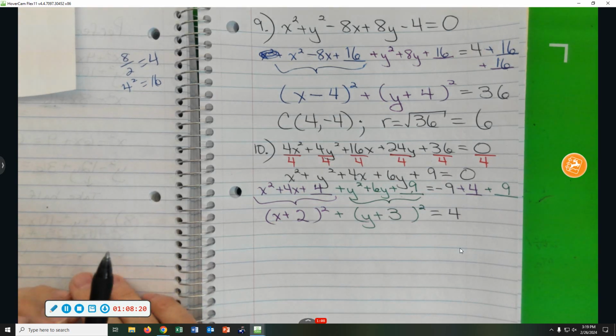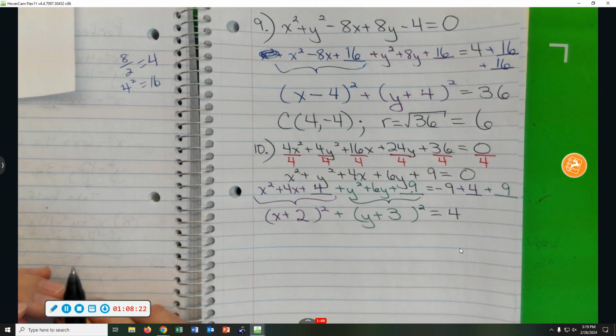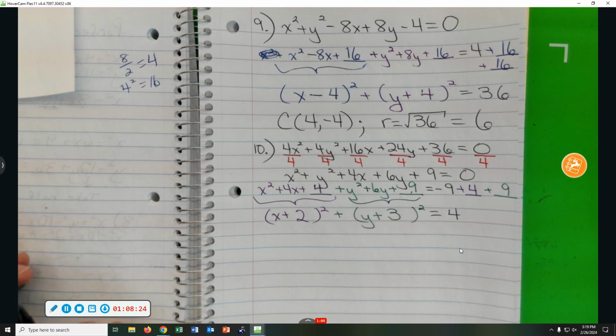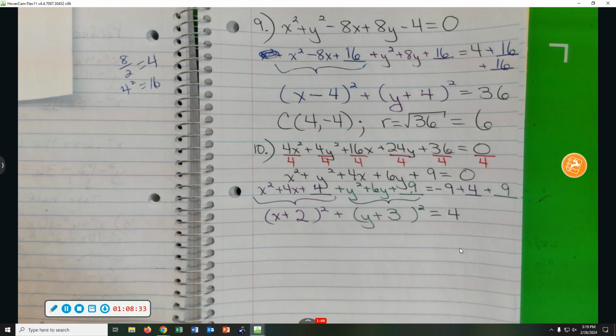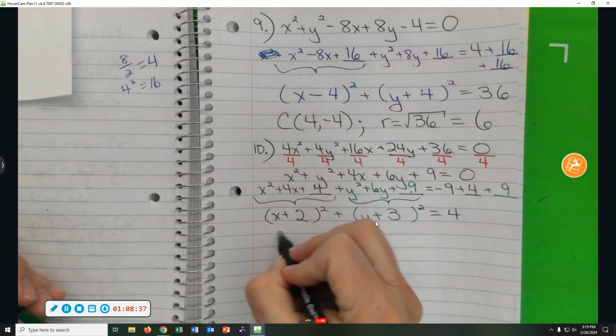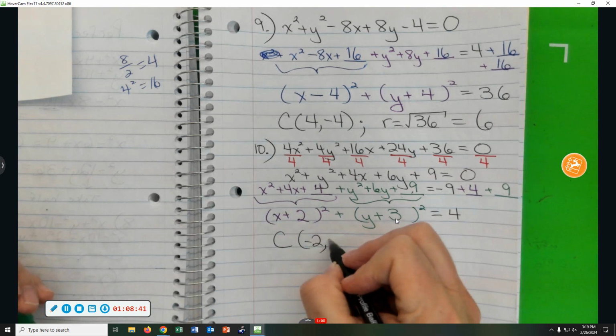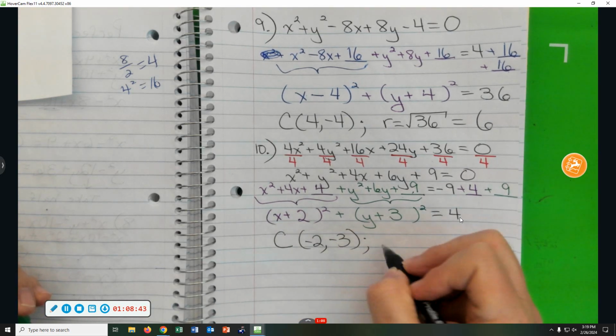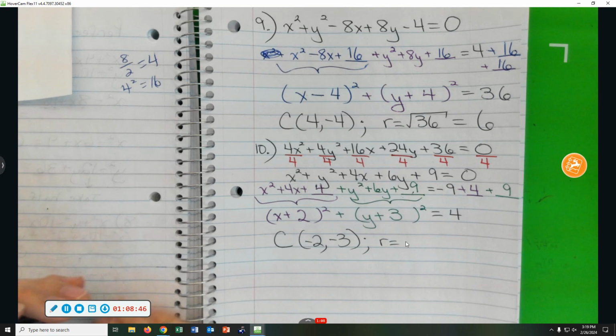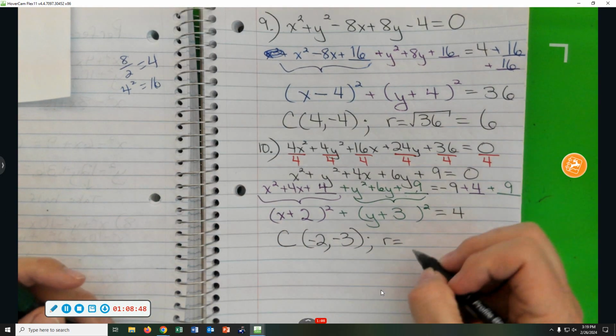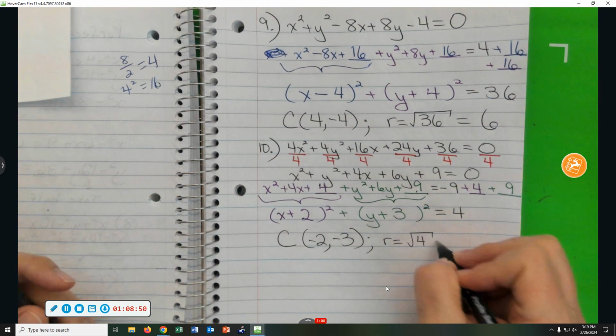Is this in center radius form? Can we look and determine the center and the radius? I'll tell you right now, it is in center radius form. Tell me the center. -2. Okay, change sign, -2. Change sign, -3. What's the radius? 2. The square root of 4 is 2, I agree.